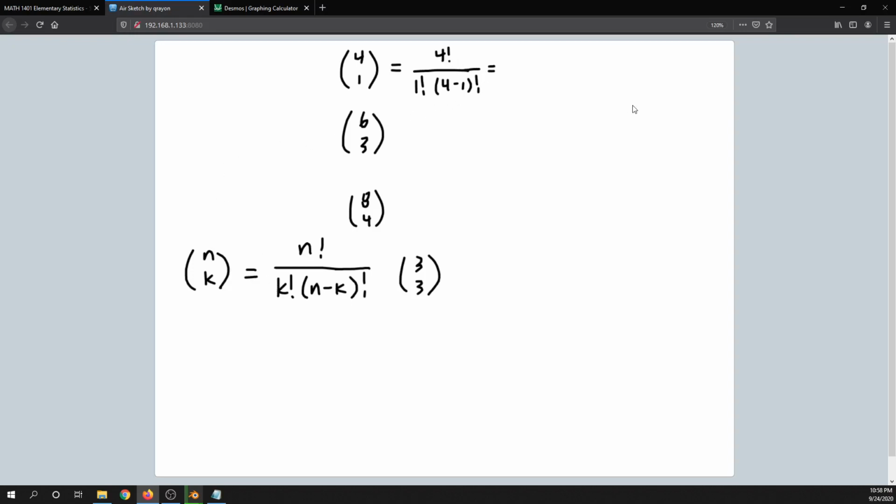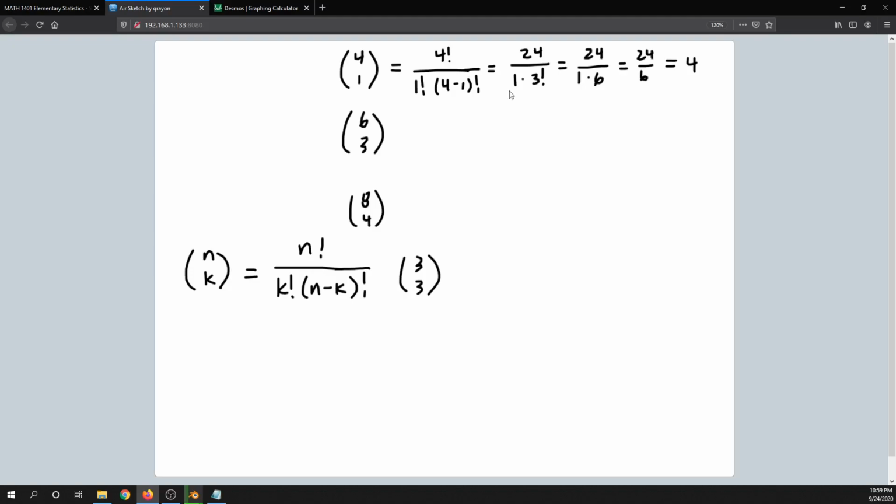We already calculated out 4 factorial before, right? We said it was 24. And then 1 factorial is just 1. Inside the parentheses, we have 4 minus 1, which is 3, so that would be 3 factorial. So that would be 24 times 1. 3 factorial is 6, right? So we have 24 over 6. All of that comes out to be 4. Okay.